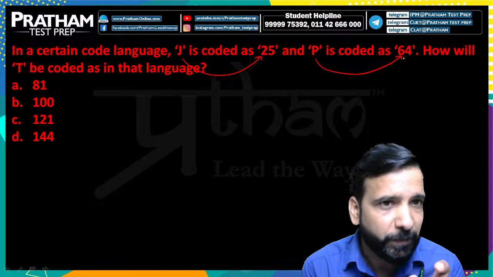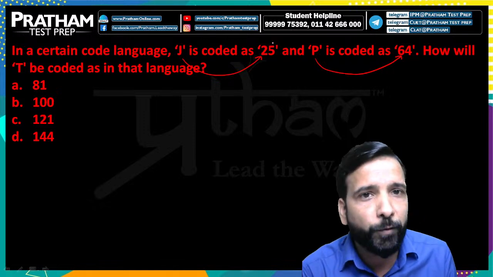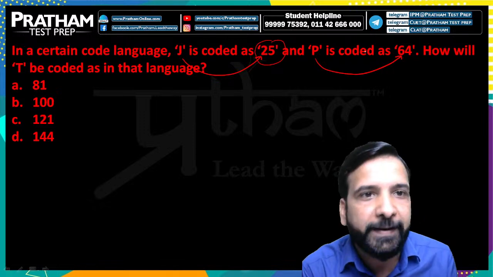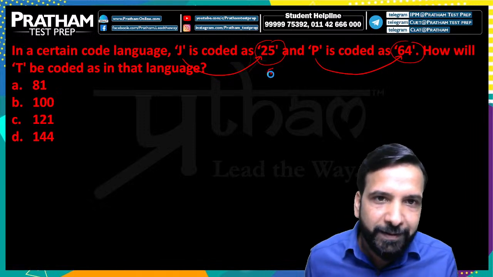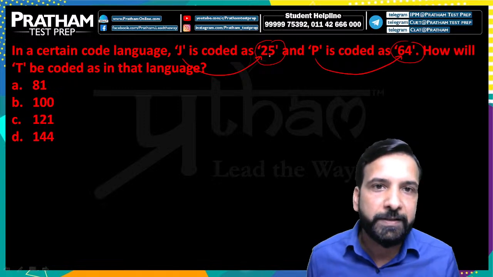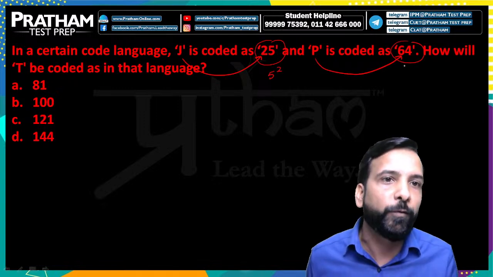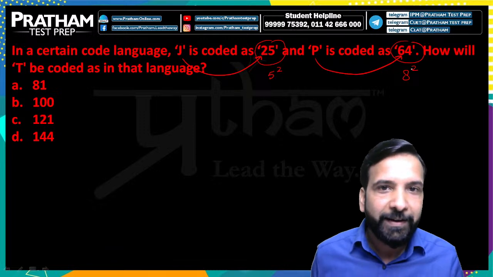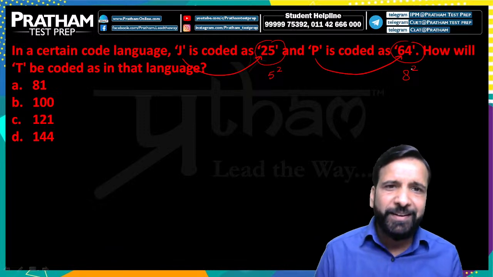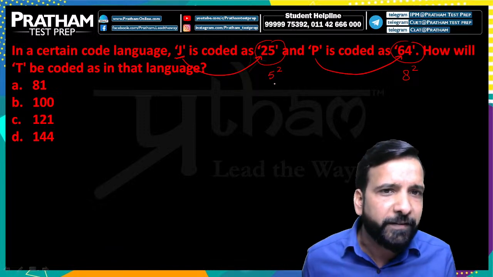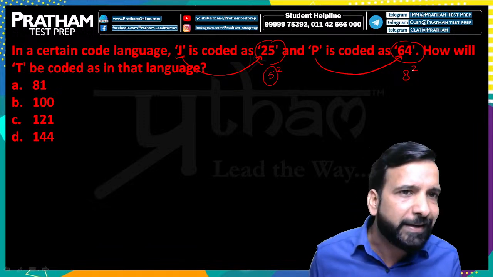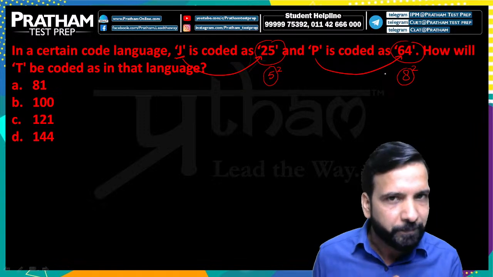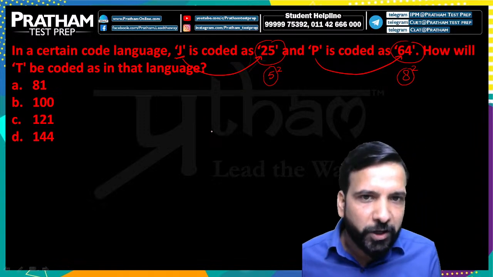So clearly visible, 25 and 64, both the numbers are perfect squares, right? 25 is a square of 5, and 64 is a square of 8, right? Is there any relation between J and 5? Try to figure out any relation, or P and 8. Is there any relation? Okay, so we have J, right?